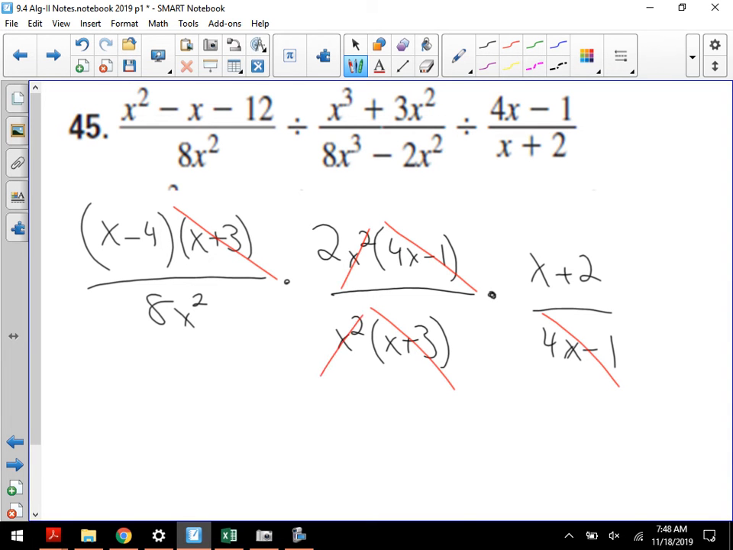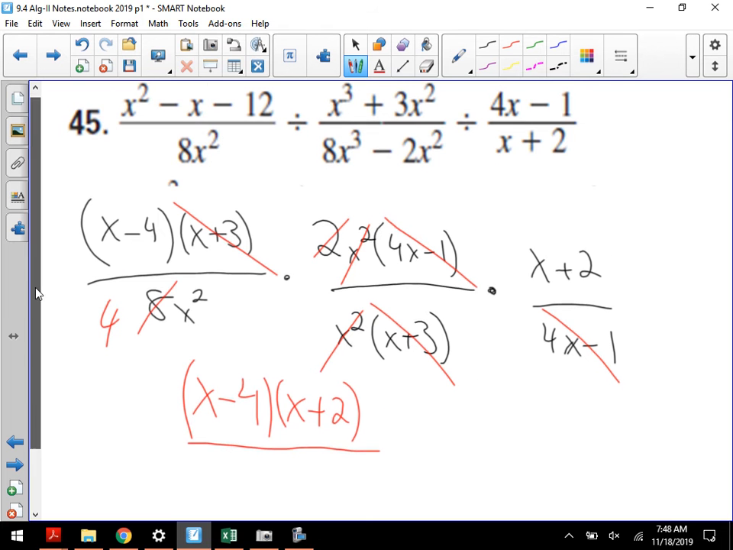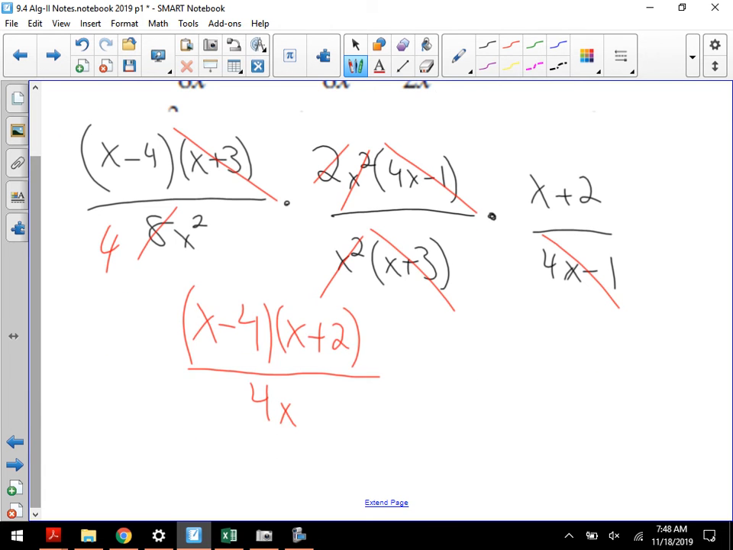X squared, x squared. Then we have an 8, so this becomes a 4. That goes. So your numerator is x minus 4, x plus 2, and your denominator is 4x squared. Okay? You don't ever have to multiply out numerators at all. If you're left with just terms like that, just leave it.